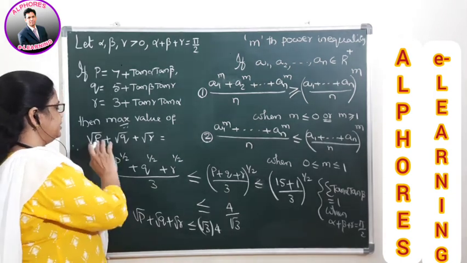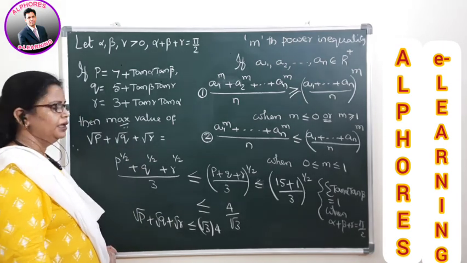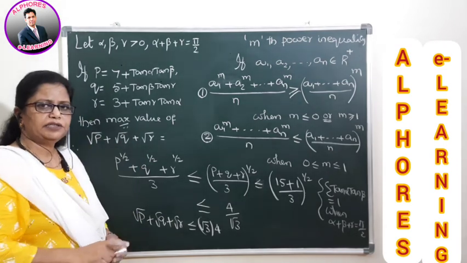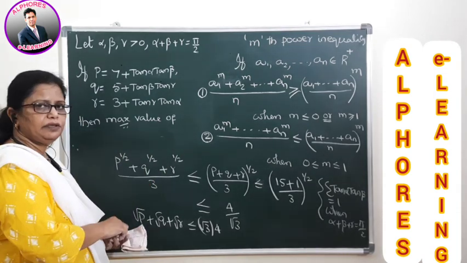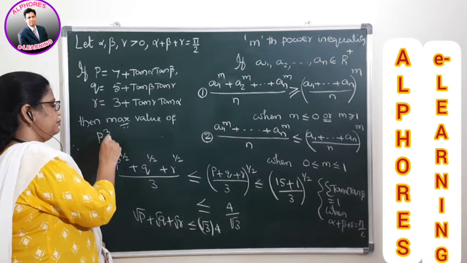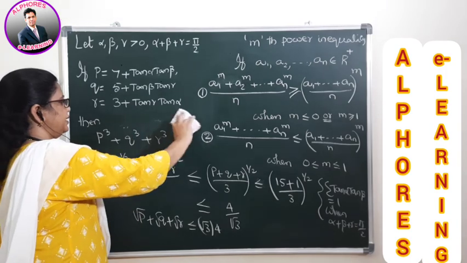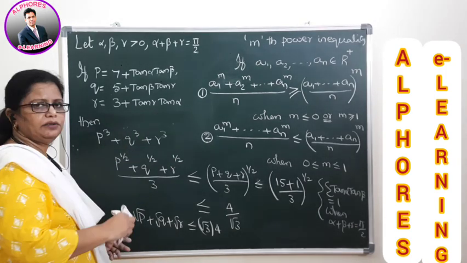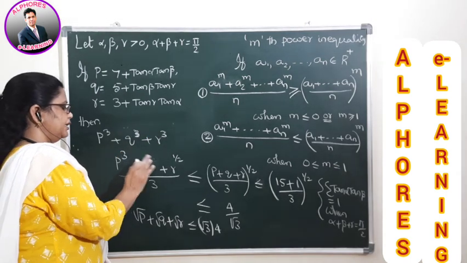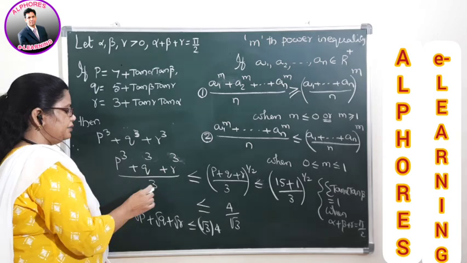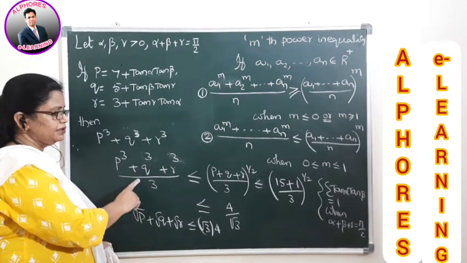Now, again, suppose for the same problem, instead of root P plus root Q plus root R, they ask about P square plus Q square plus R square, then how can you get the value? Or else suppose I am taking P cube plus Q cube plus R cube, if they ask. Then the extreme value also we have to observe, it will change, because what is the power here? We are taking power 3, and this denominator of course is coming because the number of quantities here is 3.